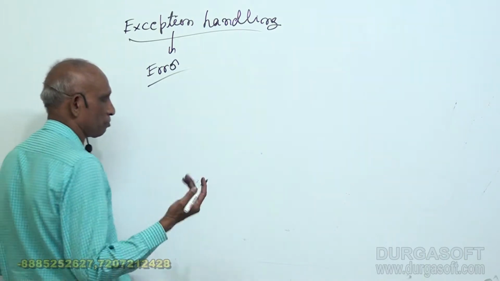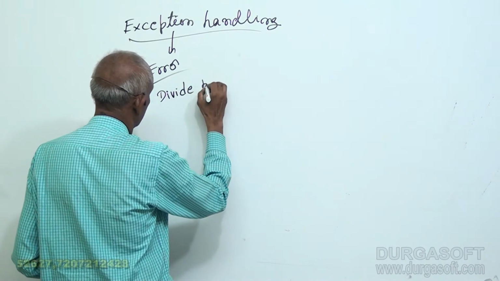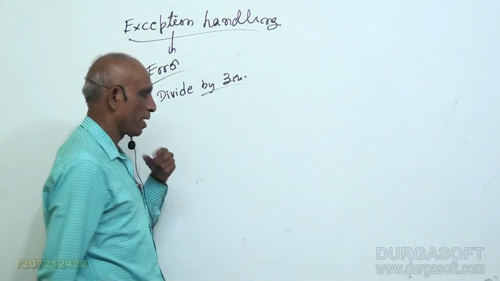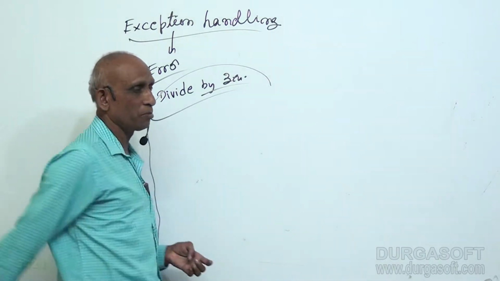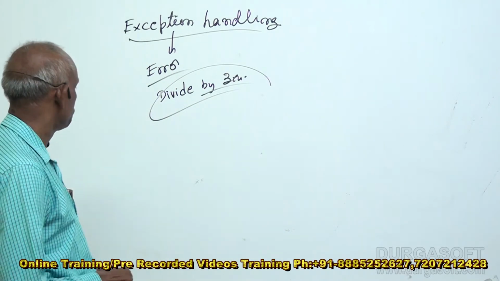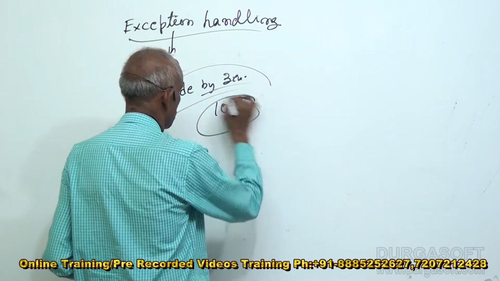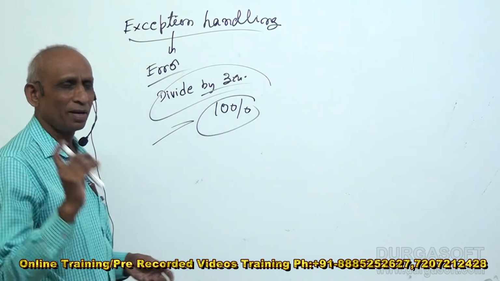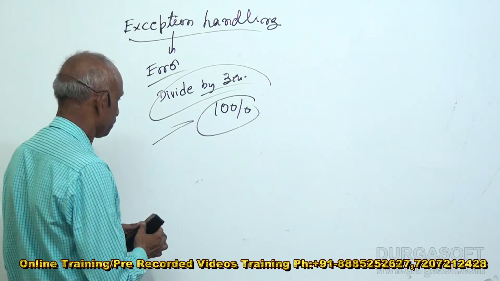One popular example is the divide by zero error. When you are dividing one number by another and the denominator is 0, it is a divide by zero error. The program breaks and will not proceed further at all. If you are dividing 100 by 0, the program breaks with some error message. How do we handle this sort of error?